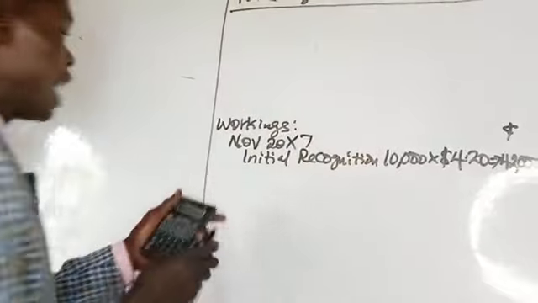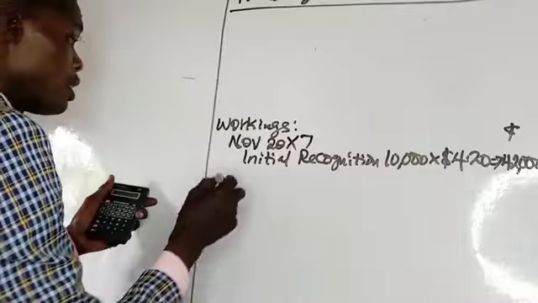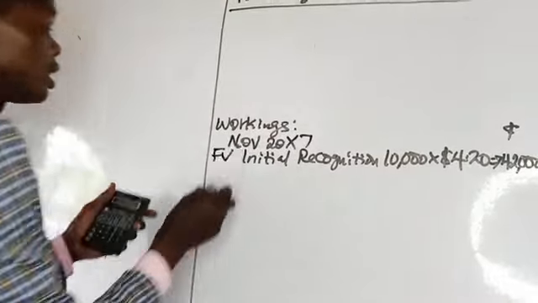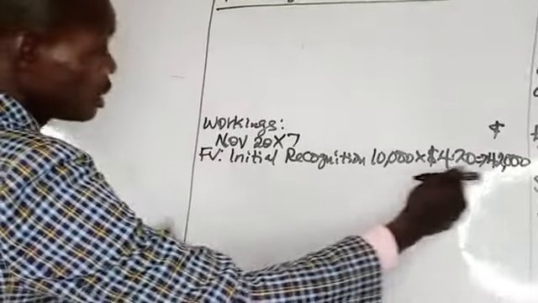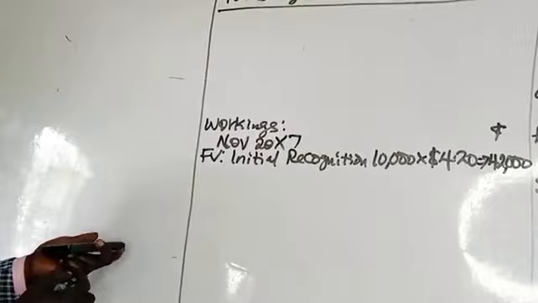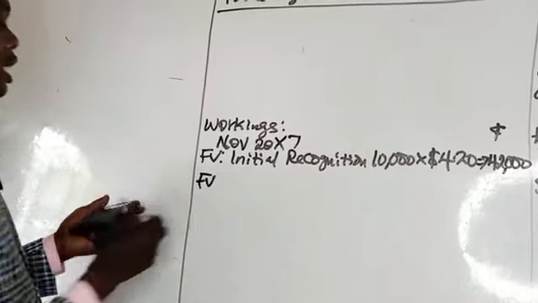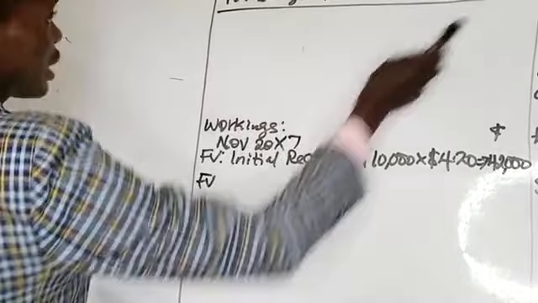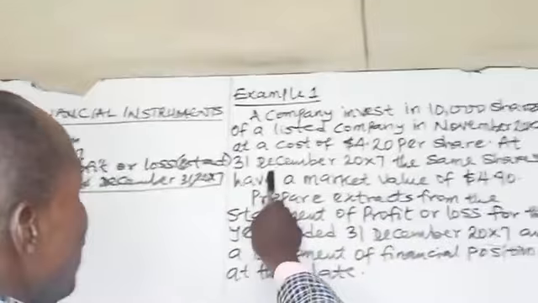$42,000. That is the initial recognition. That is the fair value of the shares on initial recognition. At the reporting date, which is December 31st, what is the fair value of the same share?